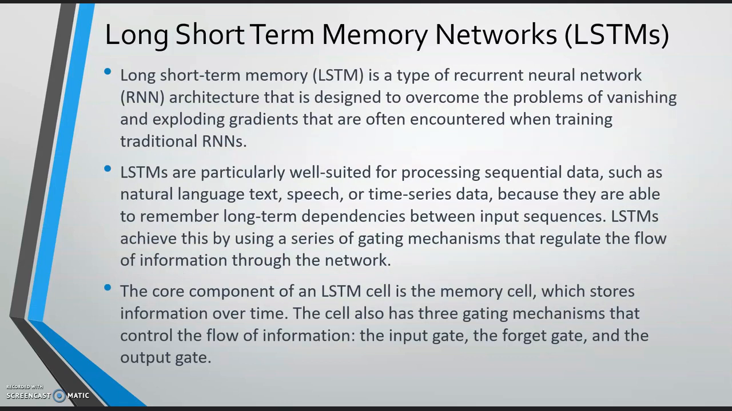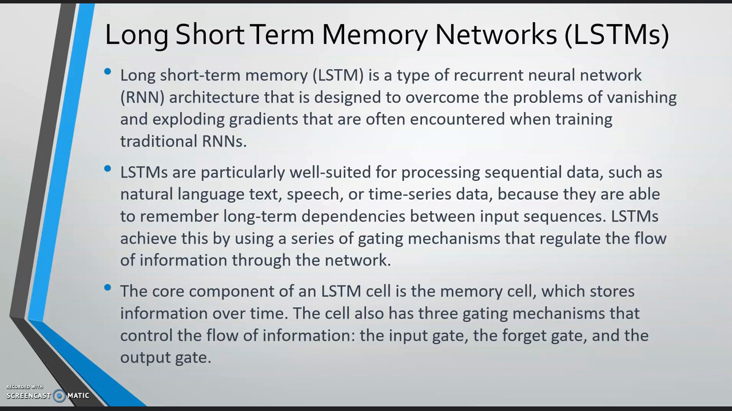Next is long short-term memory networks. Long short-term memory (LSTM) is a type of recurrent neural network architecture that is designed to overcome the problems of vanishing and exploding gradients that are often encountered when training traditional RNNs. LSTMs are particularly well suited for processing sequential data such as natural language text, speech, or time series data because they are able to remember long-term dependencies between input sequences.